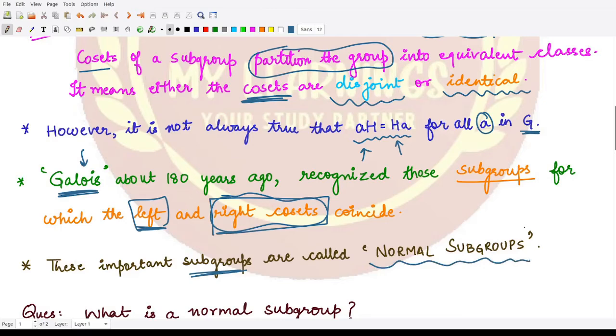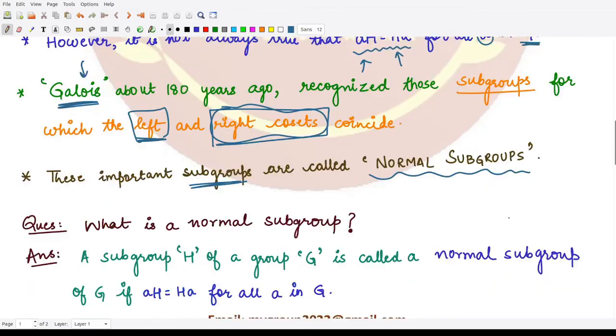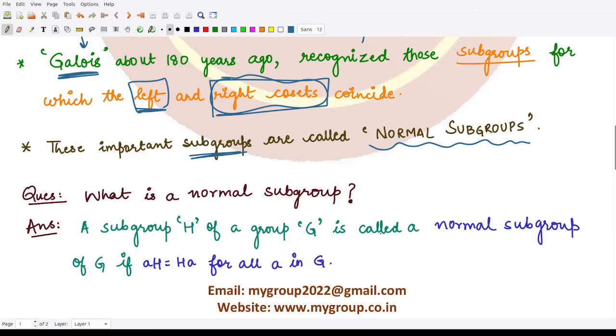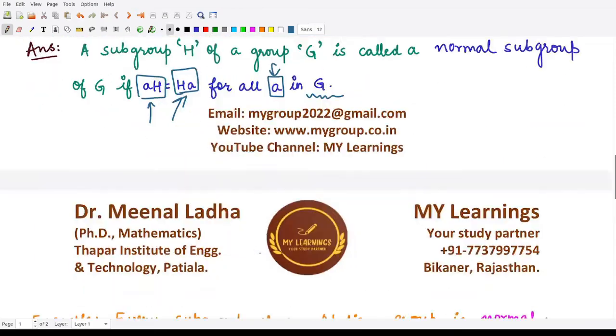So how do we exactly define a normal subgroup? Let's see the definition. A subgroup H of a group G is called a normal subgroup of G if the left coset AH is equal to the right coset HA for all the elements A in G. So this is true for each member of the given group. If we take the members of the group G one by one and construct the left and right cosets and see whether they are equal or not, and this holds for every member, that is, for each member A in G, we call that particular subgroup a normal subgroup.